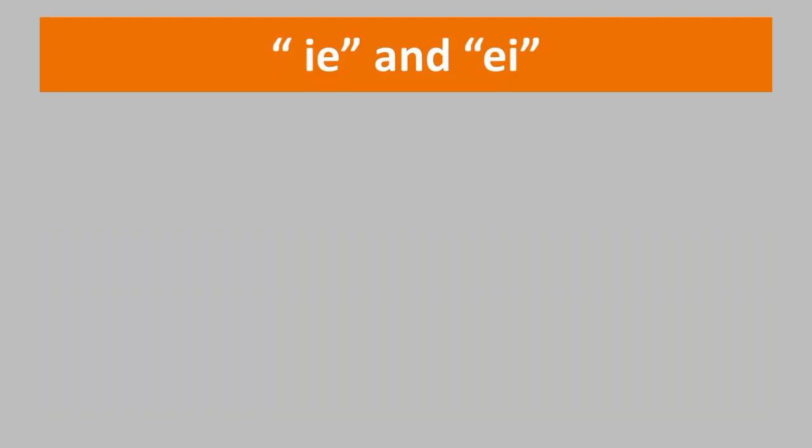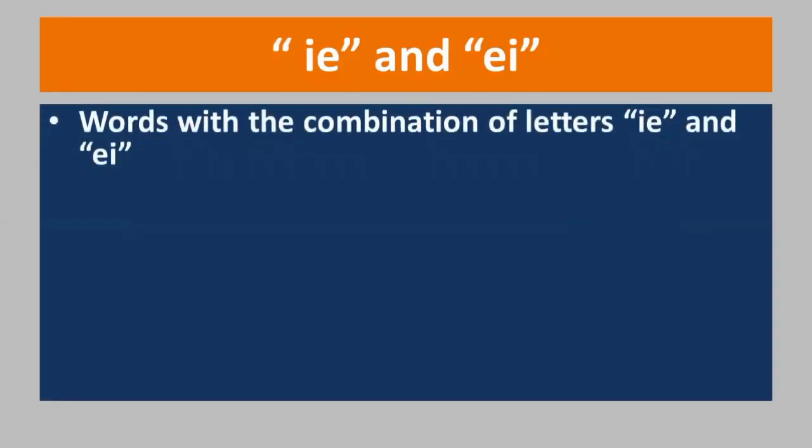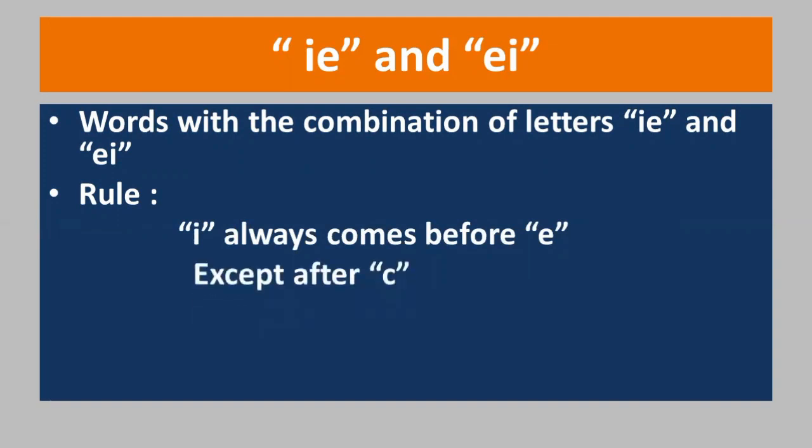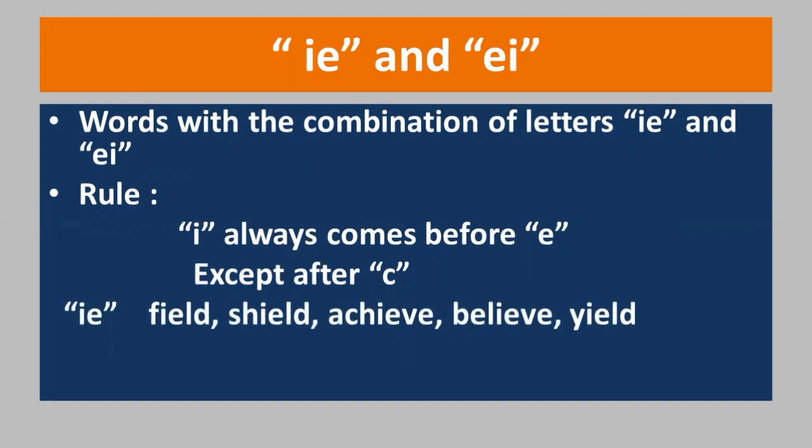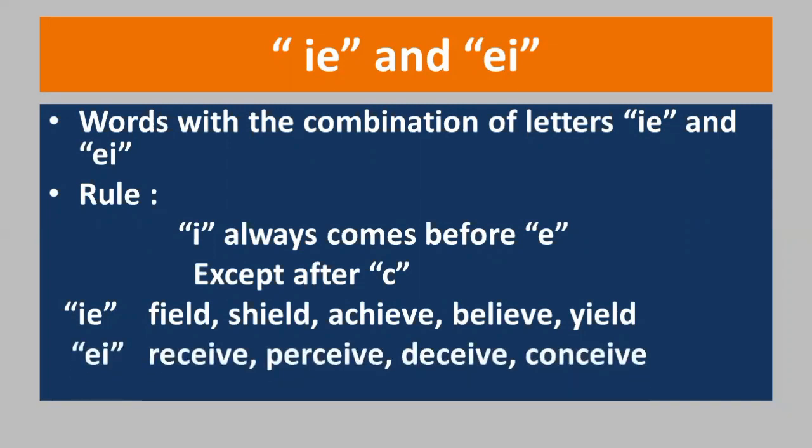First of all, IE and EI pose a great difficulty to the students. Words with a combination of letters IE and EI. Viewers, remember this rule: I always comes before E except after C. For example, look at these words. Combination of letters IE: field, shield, achieve, believe, yield. And now look at these words with the combination of letters EI: receive, perceive, deceive, and conceive. So you can see that I always comes before E except after C. But viewers, yes, there are some exceptions also, but mostly these words follow this very rule that I always comes before E except after C.